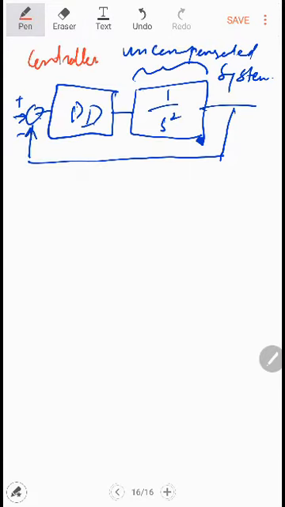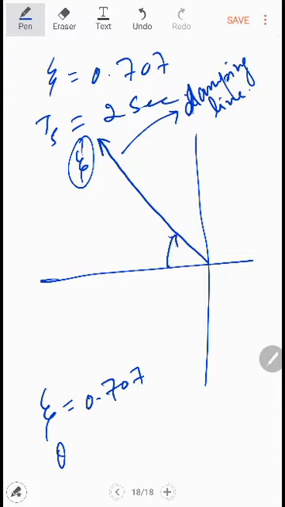Let's say this is called the damping line. This means this is zeta. How do we find the location of zeta? The location of zeta can be found from its value. Let's say zeta is equal to 0.707. The location is given by the angle theta.